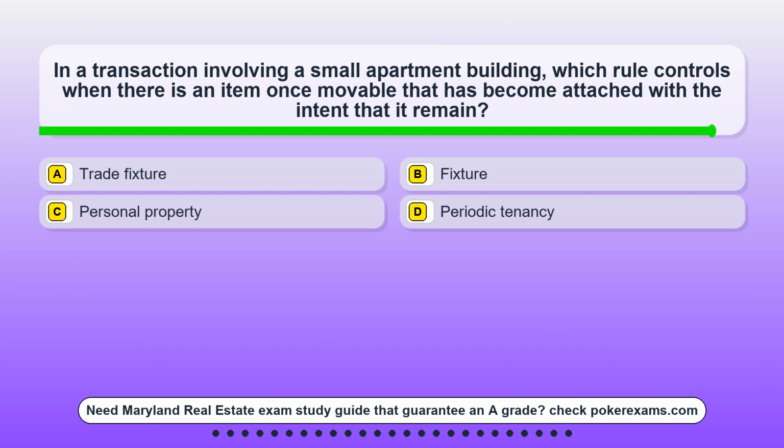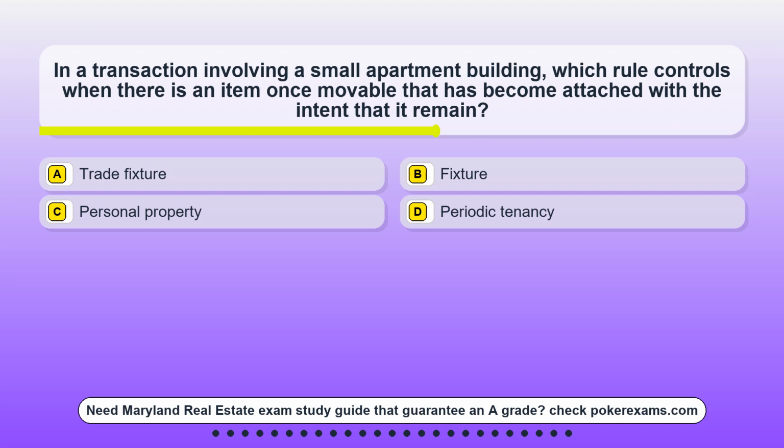Question 8. In a transaction involving a small apartment building, which rule controls when there is an item once movable that has become attached with the intent that it remain? Option A, trade fixture. Option B, fixture. Option C, personal property. Option D, periodic tenancy.